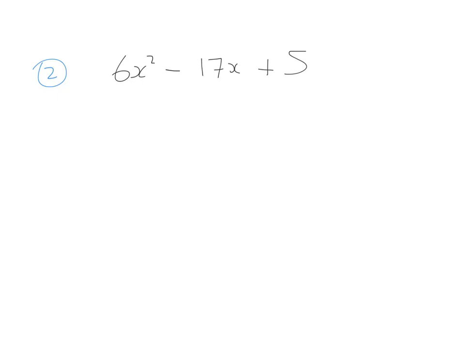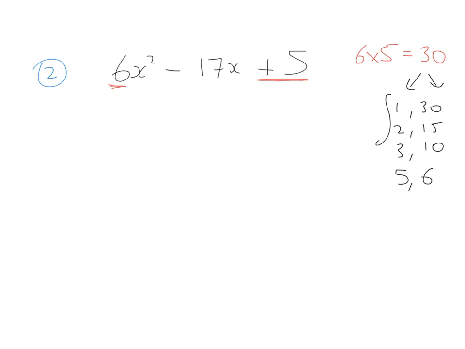So our first step is we always take the coefficient in front of the x squared and the term that has no x variable, and we multiply them by each other. So 6 multiplied by 5 gives me 30. Then we go and we work out what two numbers multiply to give me 30. So we have a few options here. We have 1 and 30, we have 2 and 15, we have 3 and 10, we have 5 and 6.